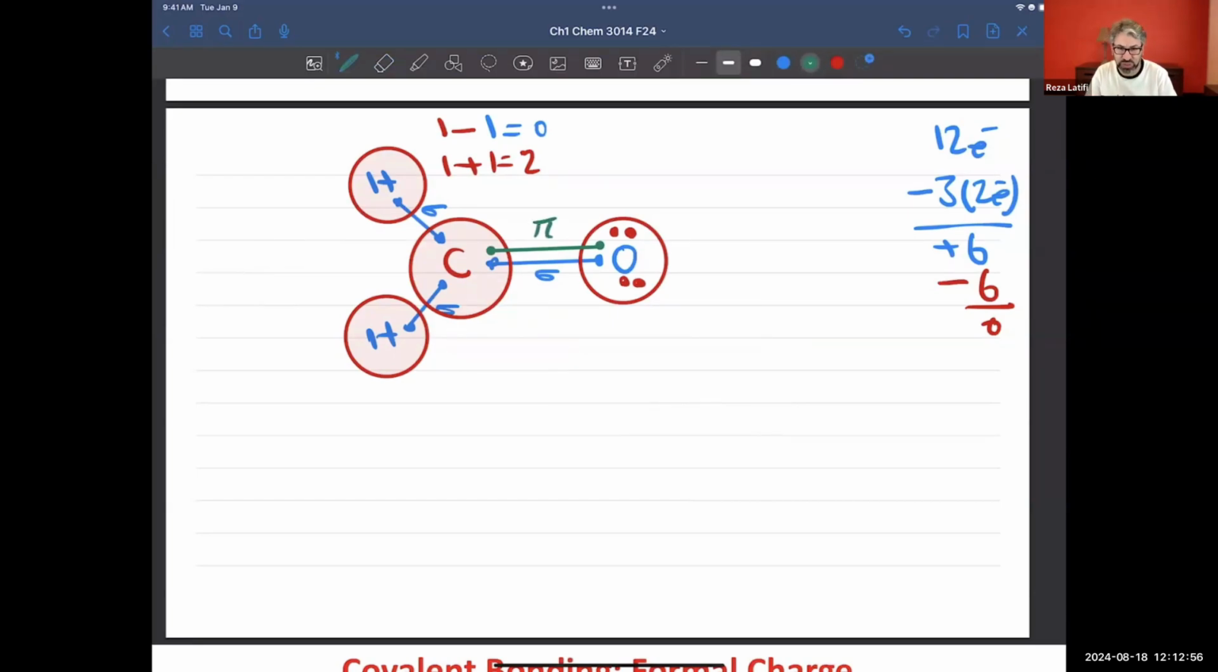Okay, is oxygen octet? I see 6 electrons. We made 2 bonds, so it's octet. Okay, what's the formal charge? Oxygen is a group 6. I see 6 electrons around it, so the formal charge is 0. Okay, we didn't change anything about hydrogen, but how about carbon?